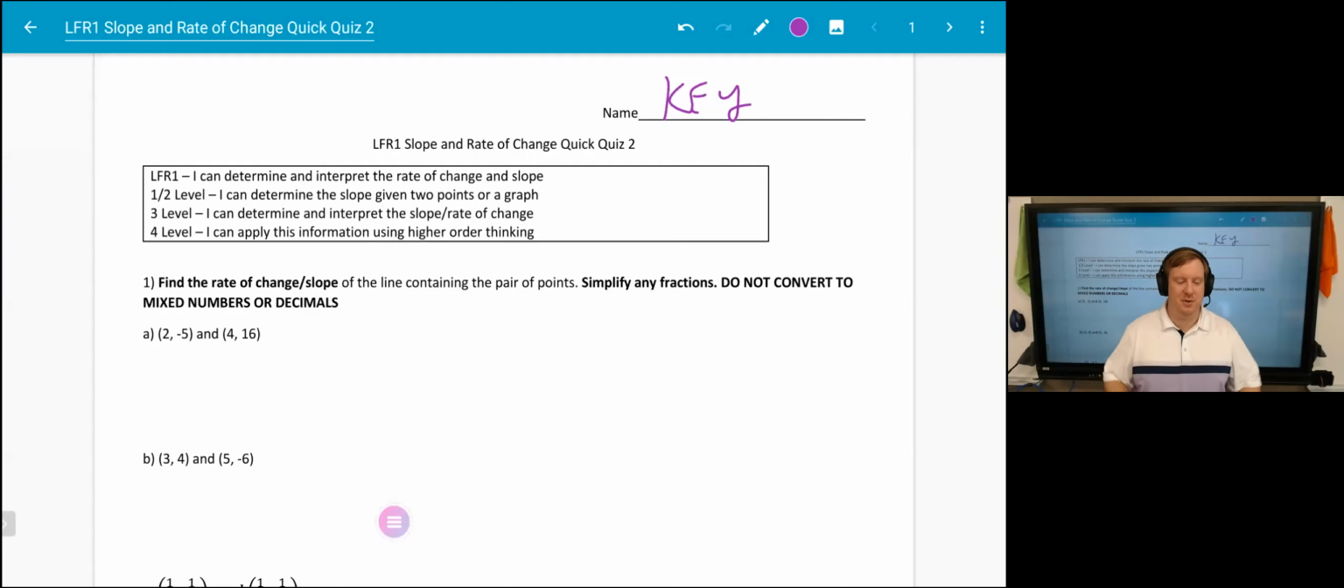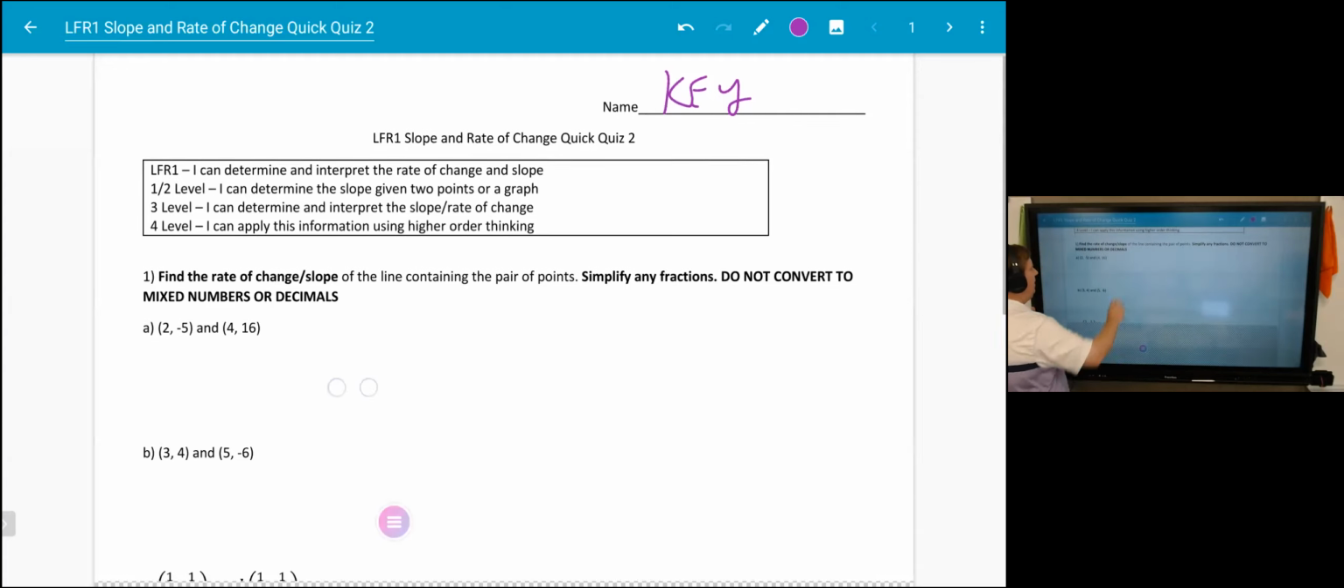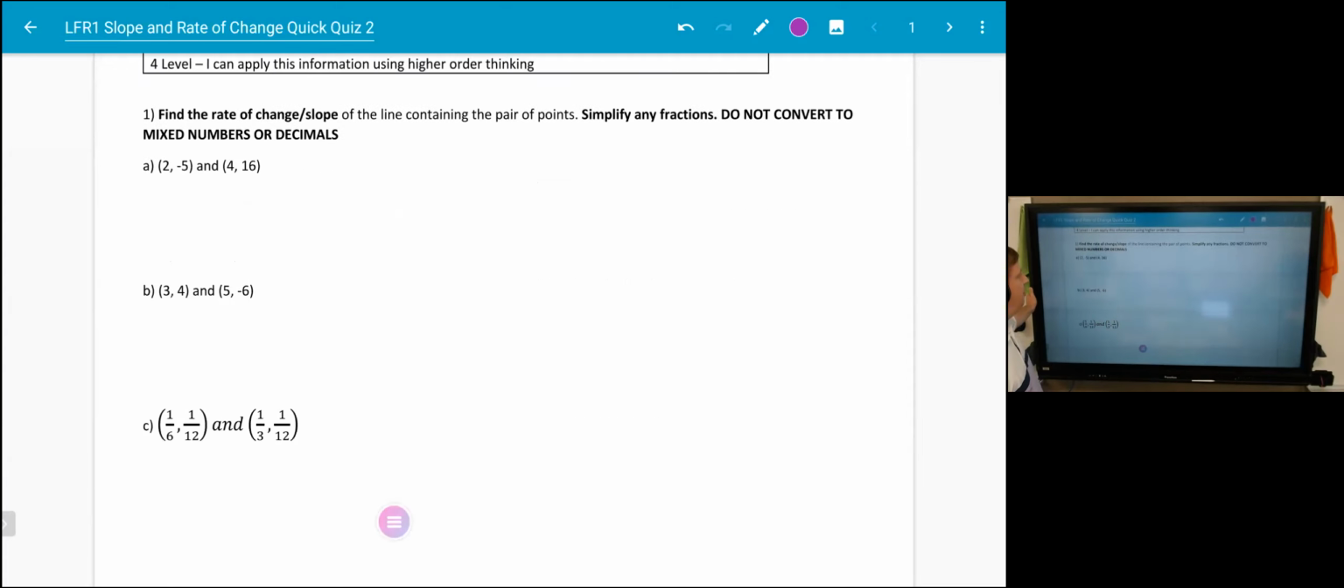All right, Algebra 2, this is LFR1, slope and rate of change, quick quiz 2. Let's do the key real quick. Our goal is to find the rate of change / slope with a line containing the pair of points, simplify any fractions, do not convert to mixed numbers or decimals.